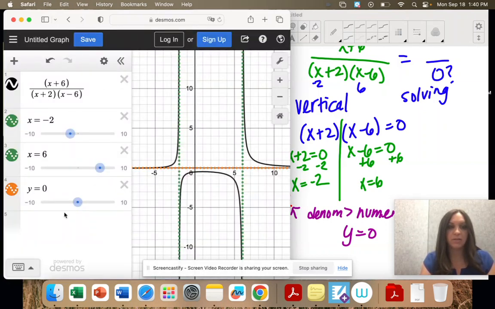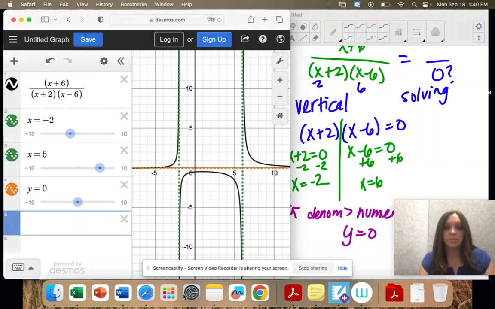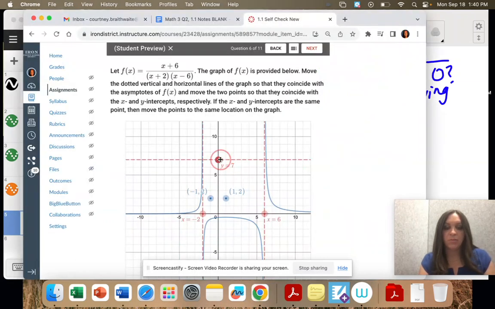No, I don't want to save. I just wanted to be done. So I'm going to go back here and move my horizontal down to y equals 0.